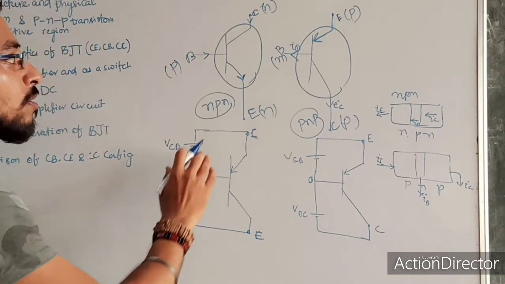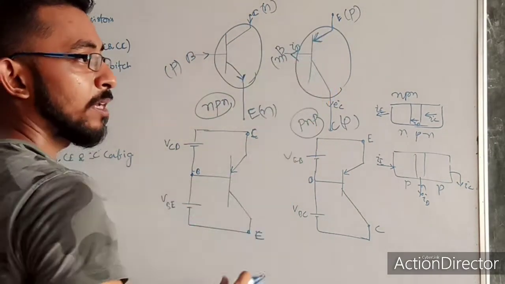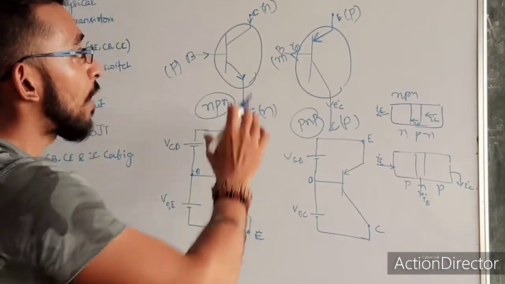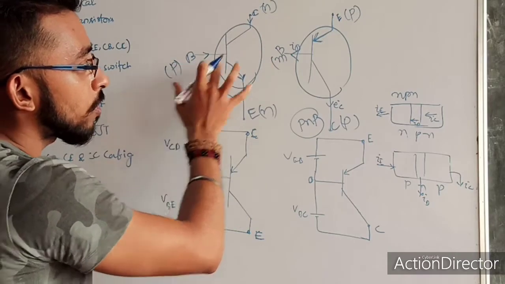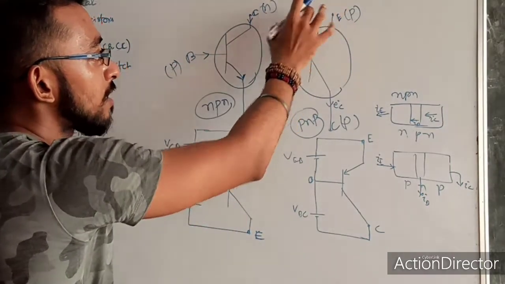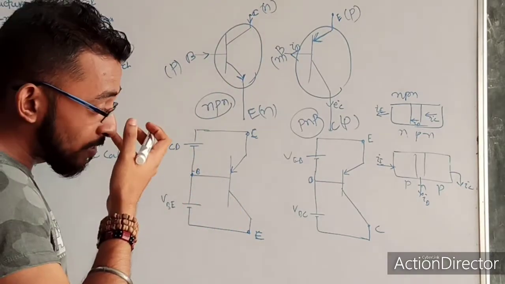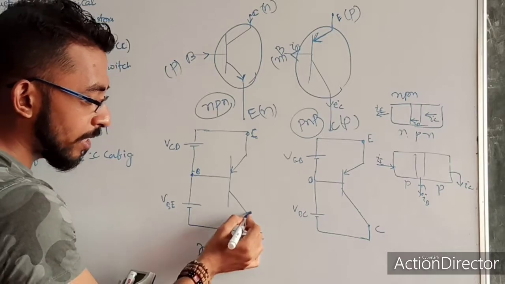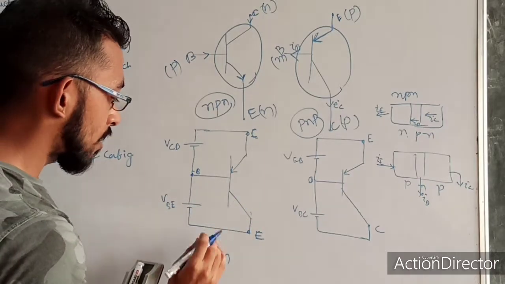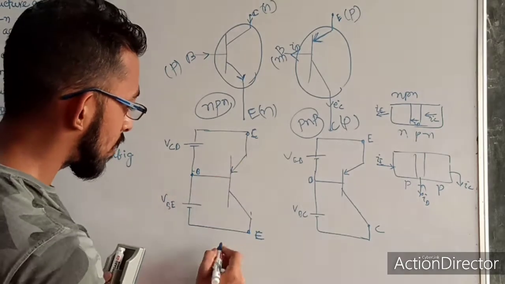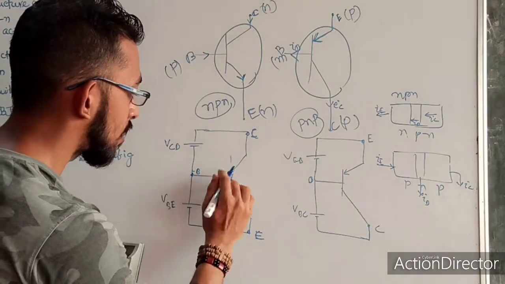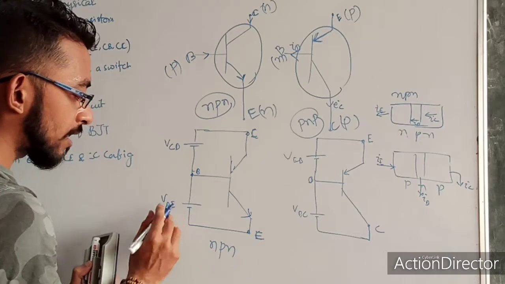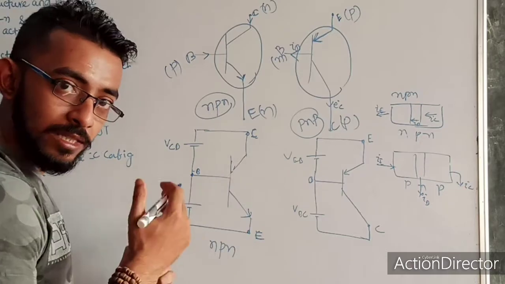Now we have to operate this NPN or PNP transistor in active mode. So for active mode, what are the conditions? Our emitter base junction should be in forward bias in both cases, and my collector base junction should be in reverse bias. So you can check from here. Let's check first the NPN transistor. VBE means it is NPN, VEB means it is PNP.